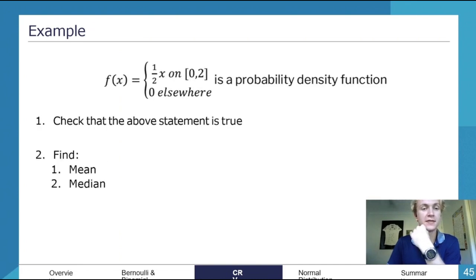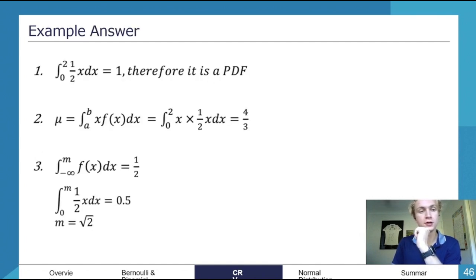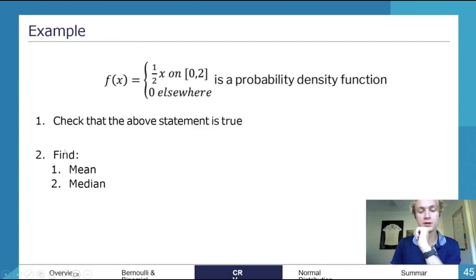Question 2 asks us to find the mean. According to the formula book, don't worry about memorizing it, just go straight to the formula book. We have to multiply by x and integrate between 0 and 2. Here's the formula: between a and b, x times f of x dx, which is the integral from 0 to 2 of x times half x dx, which equals 4/3. Perfect.